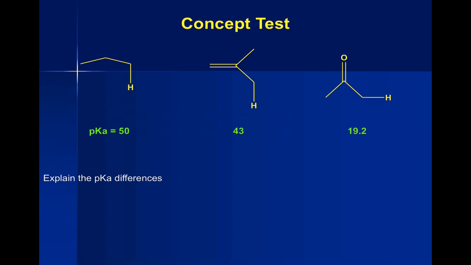Does that in and of itself explain the pKa differences? No. Do I have any element effects that I can see here? Not yet anyway. Can I draw a resonance structure for this? No resonance. Are there any inductive effects? No, it's all carbons and hydrogens. What can I do here?